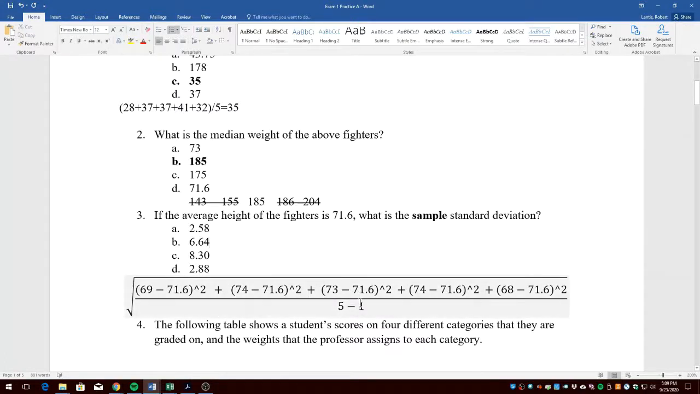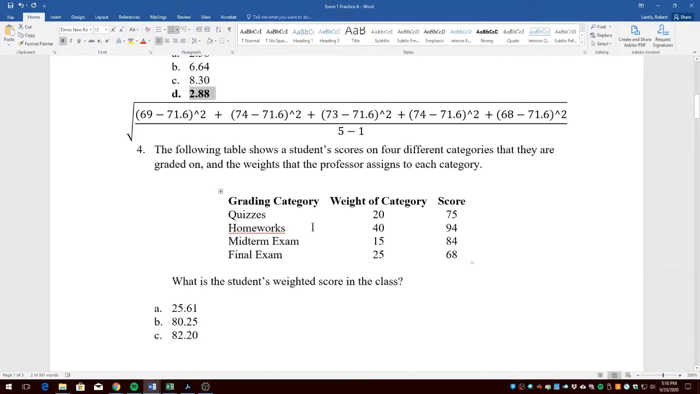Now, if you made the mistake and you forgot to subtract 1 in the denominator because it's a sample standard deviation, I believe the answer you end up getting there should be 2.58 because you divide by a larger number. I think you get 6.64. So these are kind of trying to be trick answers where that's what it would have been if you forgot you were supposed to subtract 1 from the number of observations for a sample variance or sample standard deviation. Okay? So there we got the answer of 2.88.